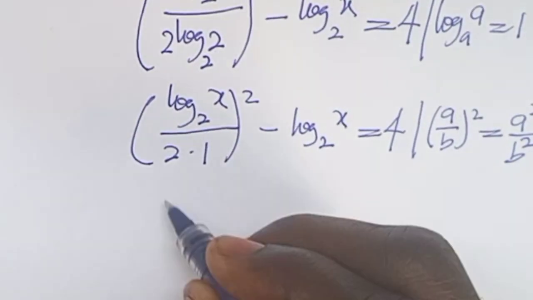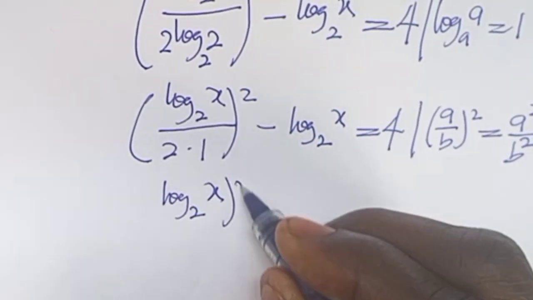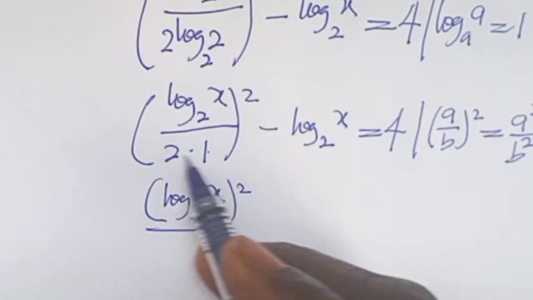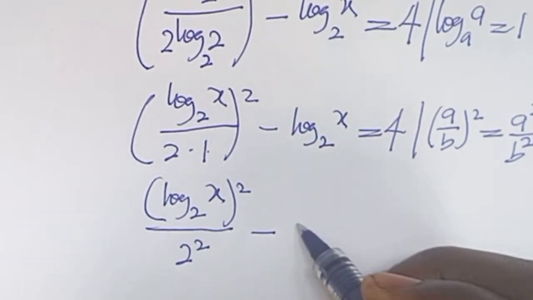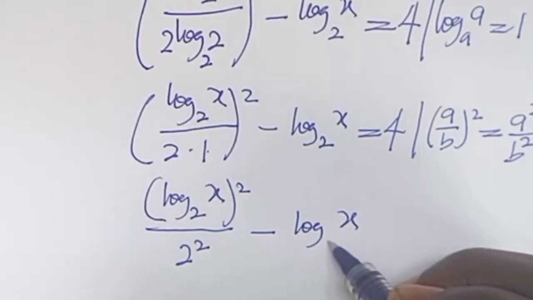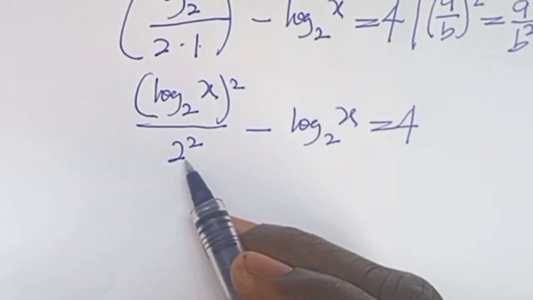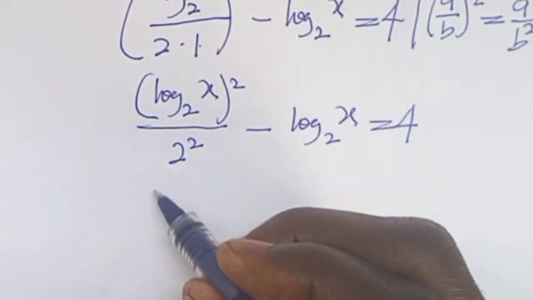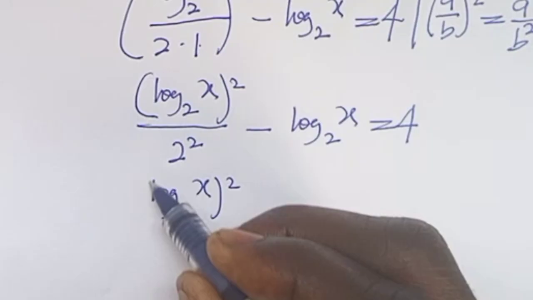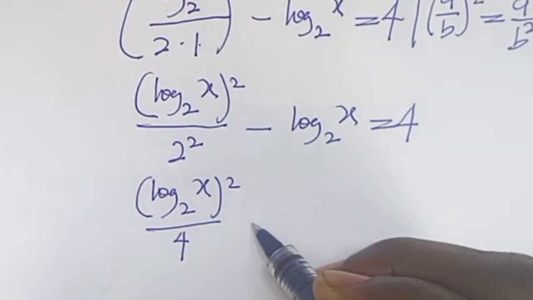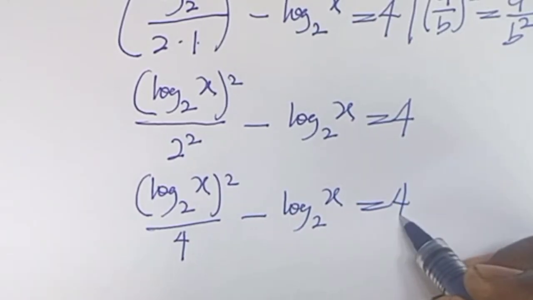So the next line will become (log x base 2) to the power of 2 over (2 times 1) to the power of 2. 2 times 1 is 2. So 2 to the power of 2 minus log x base 2, this is equal to 4. And 2 to the power of 2 is 4. So we now have (log x base 2) to the power of 2 over 4 minus log x base 2 is equal to 4.